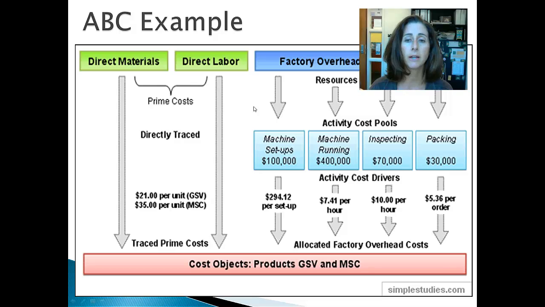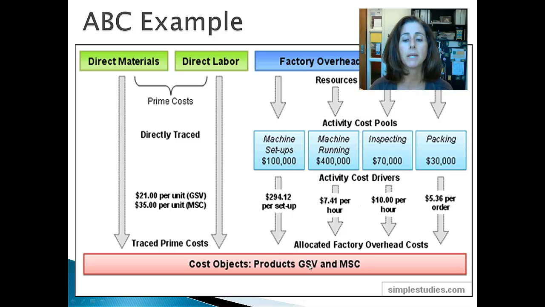We have an activity level that we build the overhead costs on, and then we drive the overhead costs into the different pools, and then we develop the rate per pool. So machine setups, it's a cost per setup, which makes sense. Machine running, it's dollars per machine hour. Inspecting, dollar per, I would assume that's labor hour. And packing is dollar per order, which seems to make sense.